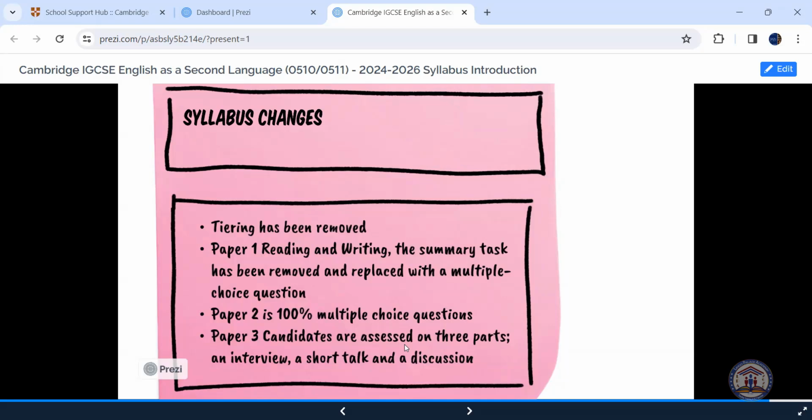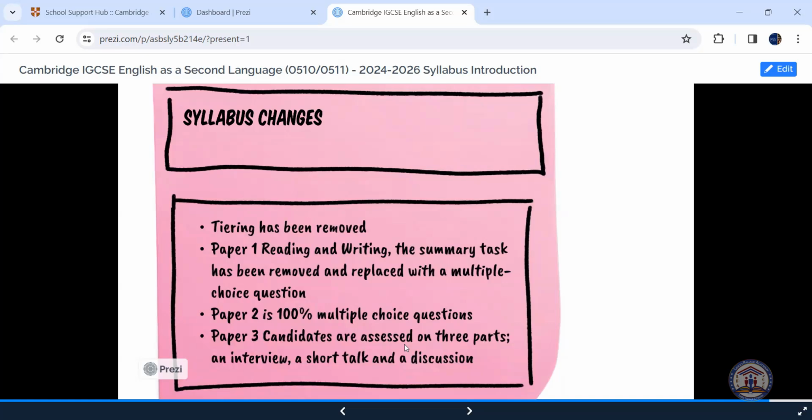Paper 1, reading and writing: the summary task has been removed and replaced with multiple choice questions. So instead of writing a lot, it becomes multiple choice questions. Paper 2 is 100% multiple choice questions. In the past, there was note making, note taking, summary writing, and so on. But now, no, it's 100% multiple choice questions.